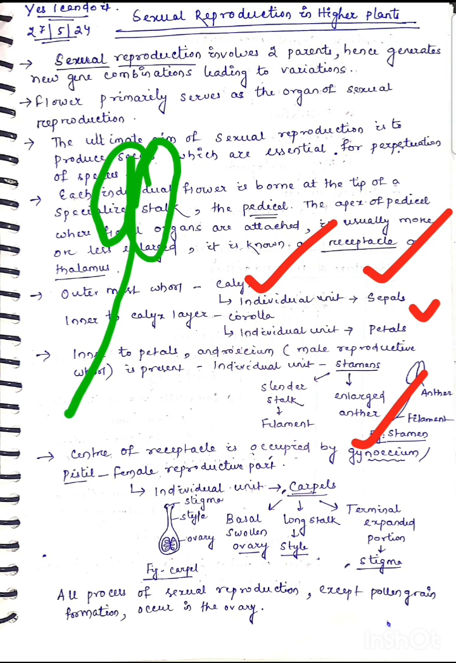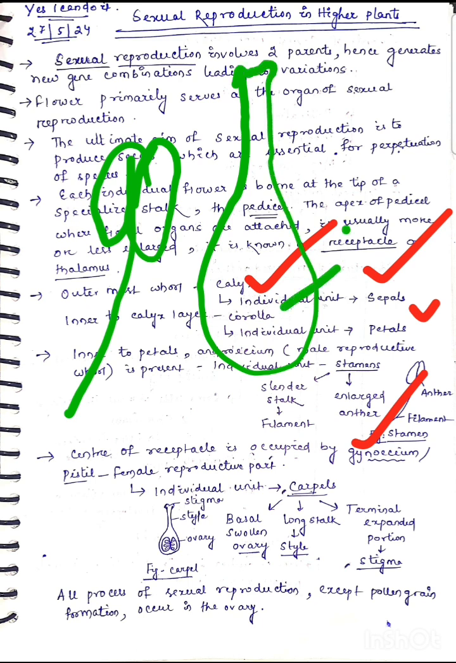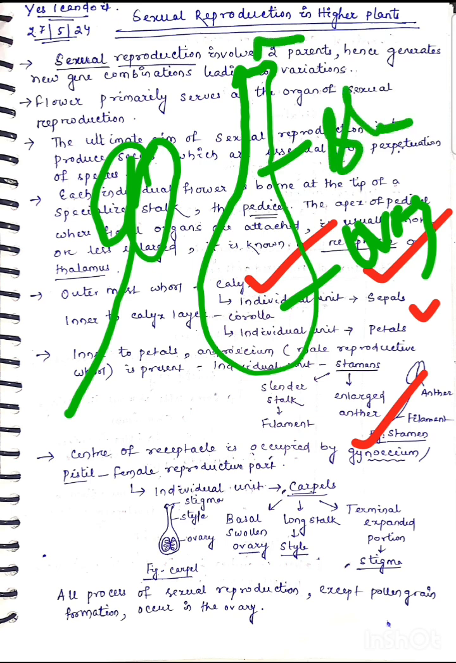Then gynoecium is the female reproductive part or pistil. The individual unit of pistil is called carpel. It also has three parts: one enlarged portion called ovary, then the long stalk called style, then the stigma. All processes of sexual reproduction except pollen grain formation occur in the ovary.